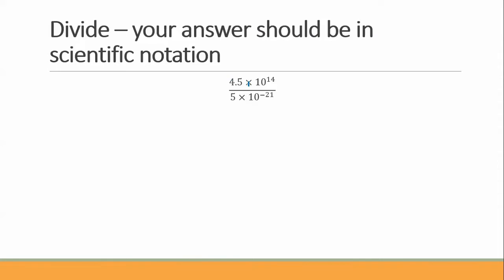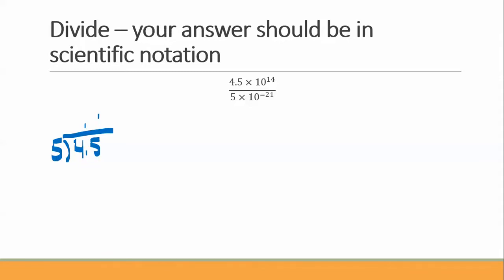Divide this. These are both in scientific notation, so your final answer should be in scientific notation. Just like with multiplication, we can divide the numbers, the 4.5 and the 5, and then we can divide the powers of 10. So 4.5 divided by 5. If we're dividing in decimals, we can put the decimal point up here and then ignore it.